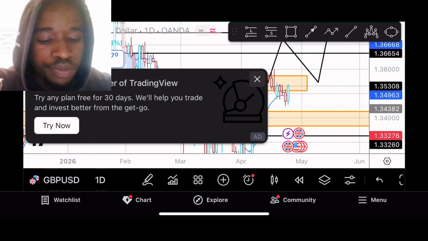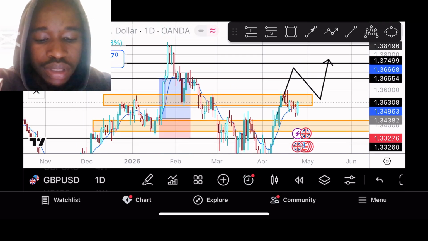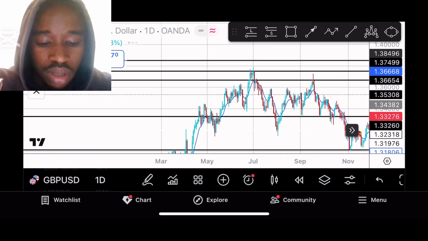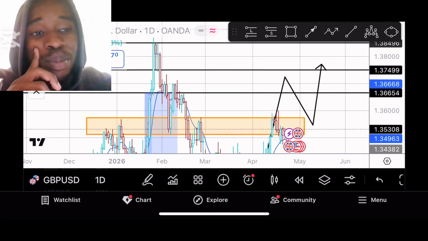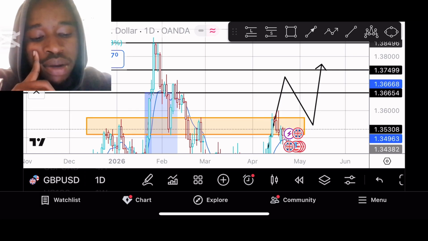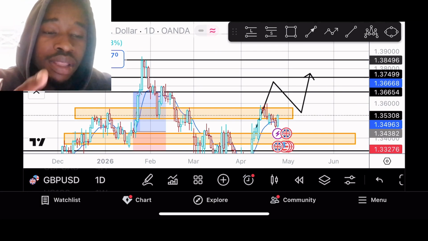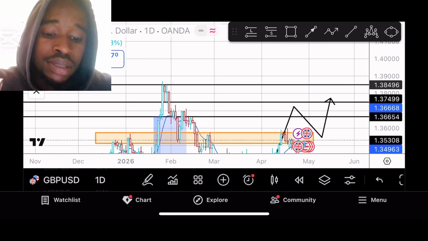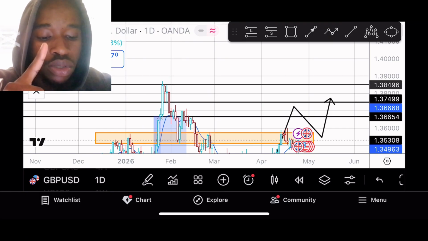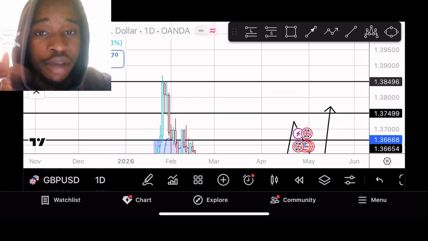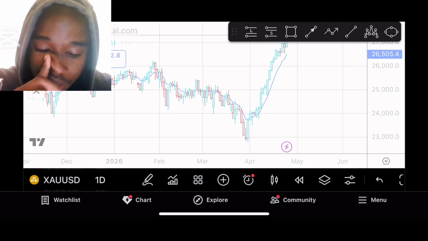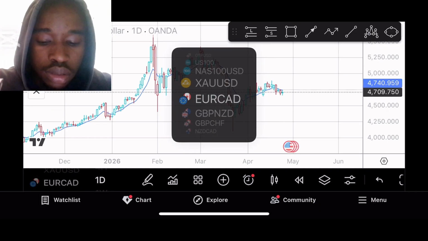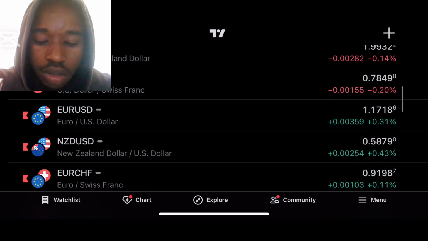Since this was the highest point that price went, I'll be waiting for a change of market structure to the downside, because buying when price is already at its highest is kind of risky. So I would either wait for a break of the highest high so that it can retest to the upside, or wait for price to have a change of structure and be a bearish trend. So that was GBP.